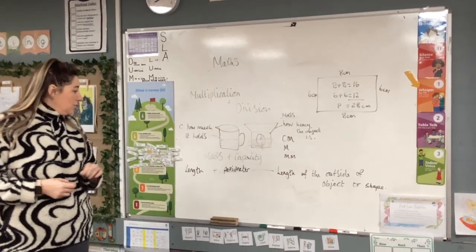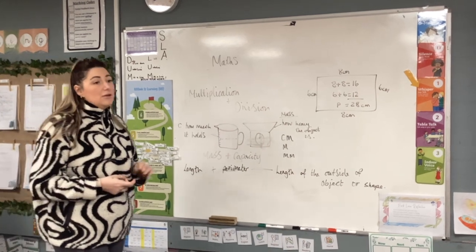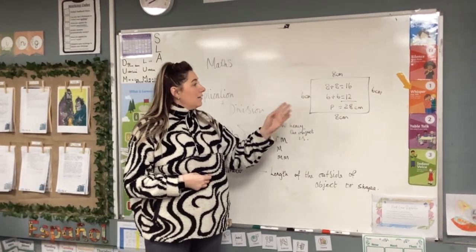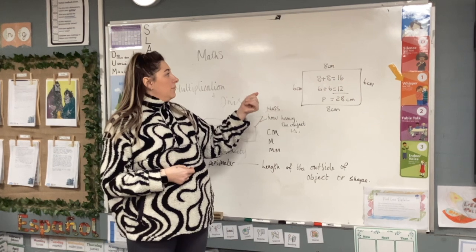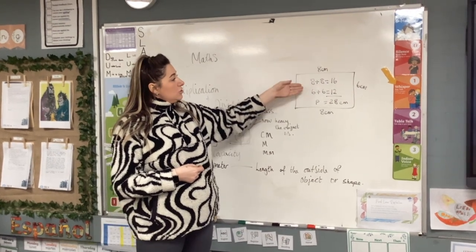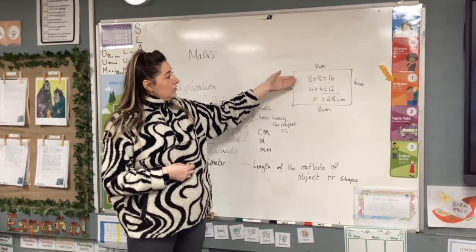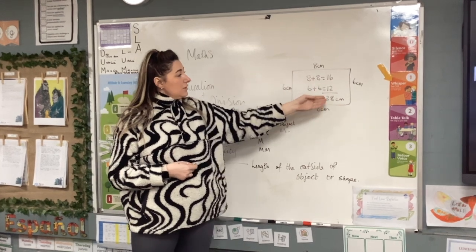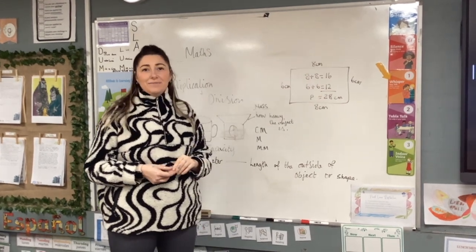Then we're going to go on to length and perimeter. So they could go around the house, they could maybe measure the rug, and then get them to do a number sentence, and they can figure out the perimeter by adding them together.